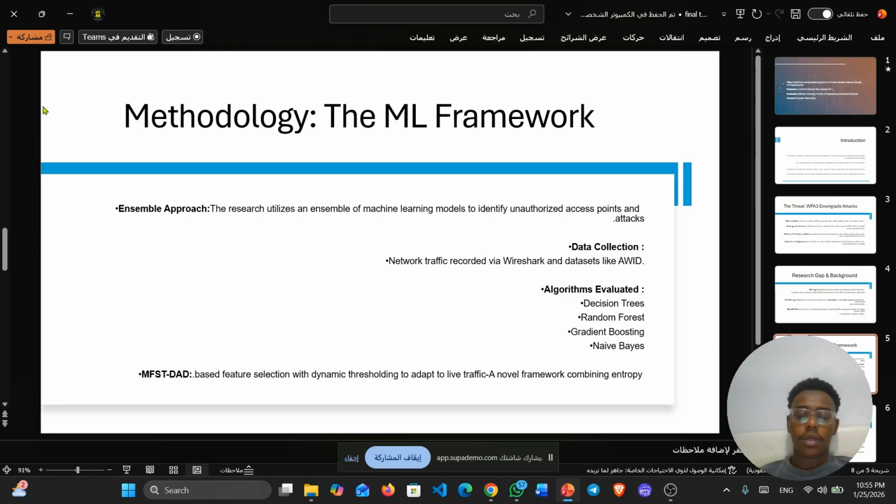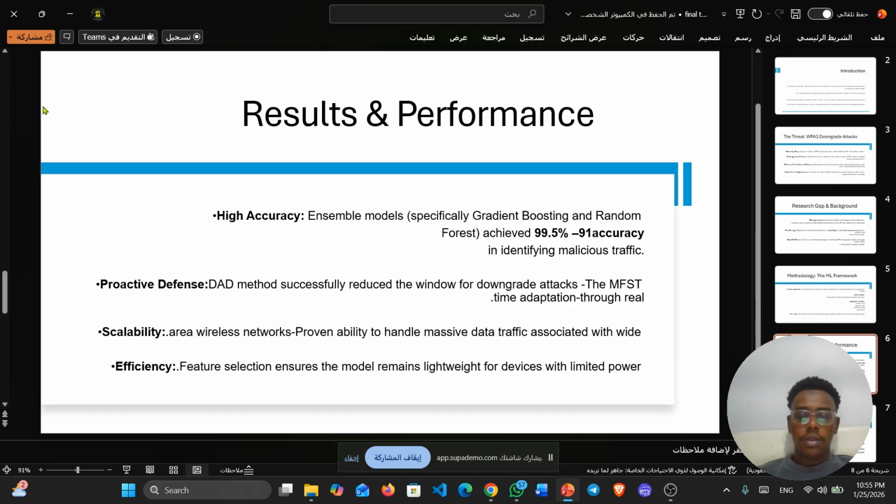So with the AWID dataset and tools like Wireshark to train this model, the results were quite impressive. Several models achieved an accuracy rate between 91% and 99.5%. That means the system could identify rogue access points, fake Wi-Fi signals set up by hackers, almost every single time.